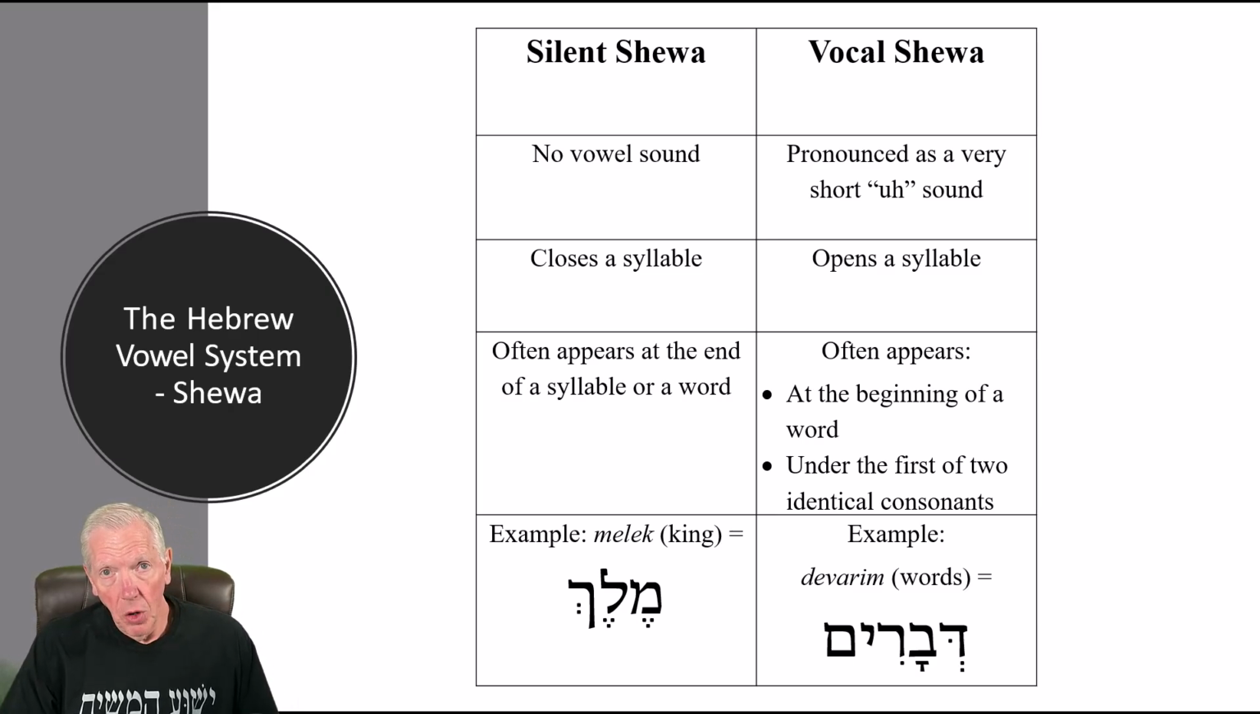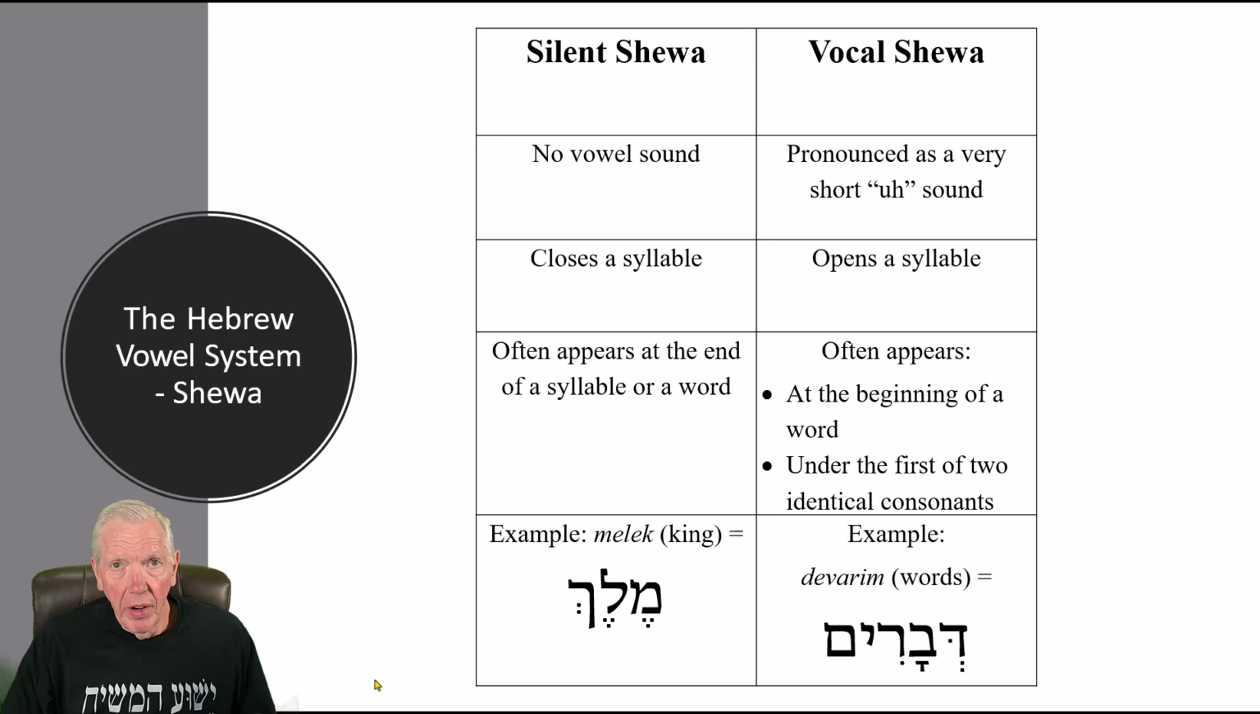On the other hand, there's a thing called a vocal Shewa, which is pronounced as a very short sound, and this opens a syllable. It often appears at the beginning of a word or under the first of two identical consonants, and in this case we've got the word devarim, which means words, so that dalet has a vocal Shewa under it, so you would say very quickly da, devarim, like that. And this is an example of silent and vocal Shewas. And again, if you recognize the Shewa, that's the main point. And if you can memorize the little times when one of the two of them are going to appear, that's all the more helpful. But as you study your Hebrew, you will encounter these things, and it will cause you to dig and go find out more information about them.